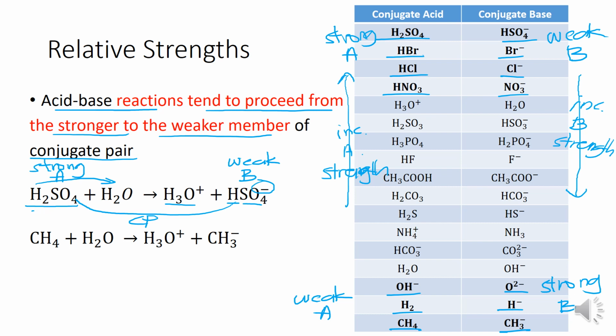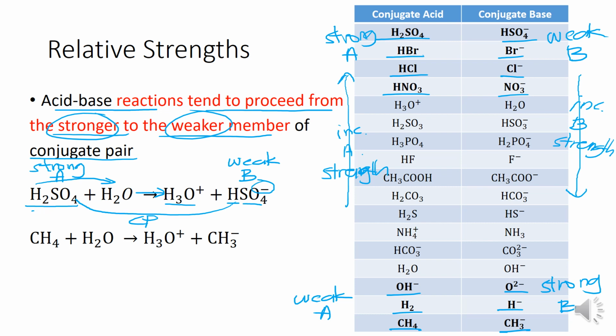For the direction of reaction, again, it has to proceed from stronger to weaker. Therefore, the actual reaction will proceed from left to right, that is from sulfuric acid to hydrogen sulfate. In other words, there is a high tendency for the sulfuric acid to produce hydrogen sulfate.